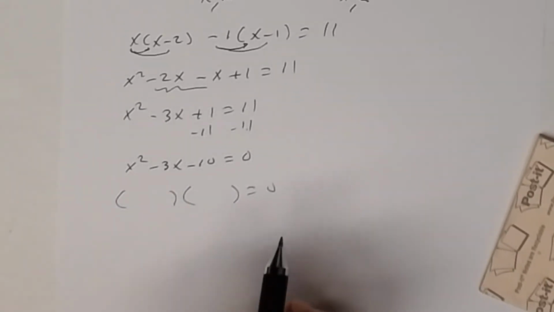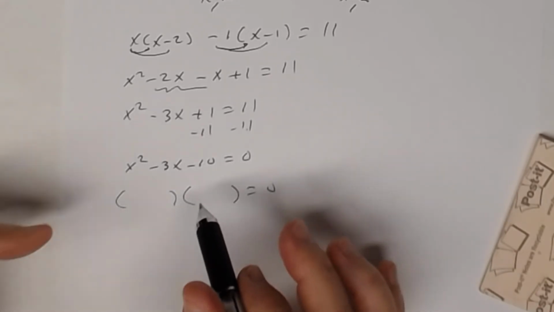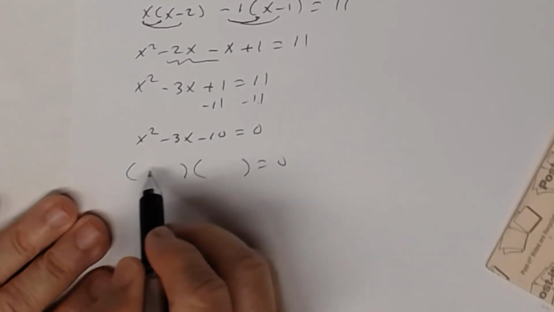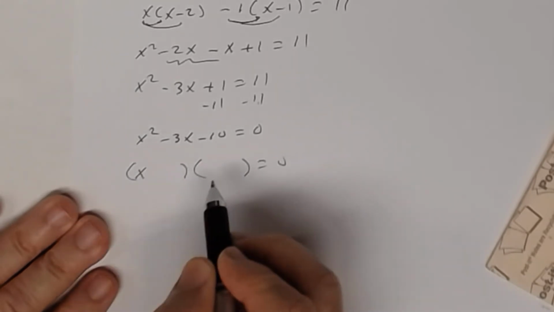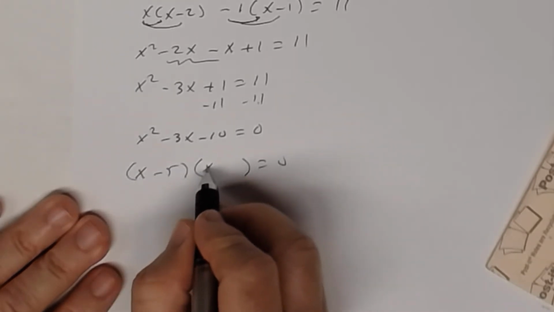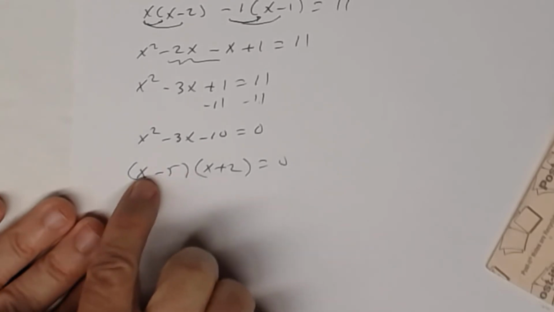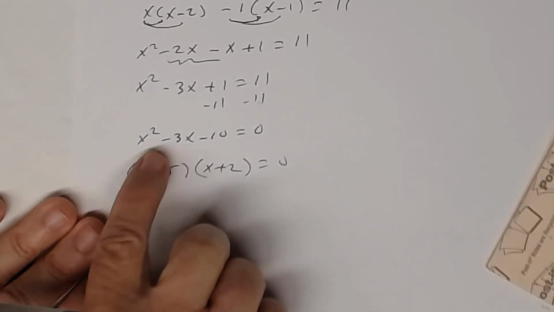So the ones you're going to have will be factorable. If you're having trouble factoring, use the quadratic formula. So the factors that are going to work here will be x minus 5 times x plus 2. So those are the factors that are going to work here. You can always check: x times x, x squared.